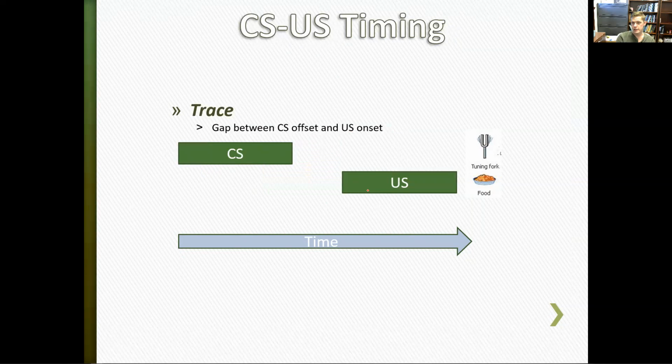Another type of conditioning is going to be trace, and that is where you have essentially a gap in timing between the CS offset and the US onset, between the two stimuli. So this would be, say, for example, beep, gap, food. So there's a substantial gap. That gap can be quite small, but it just means that the conditioned stimulus is not durational, that is, staying on such that it is overlapping the unconditioned stimulus.